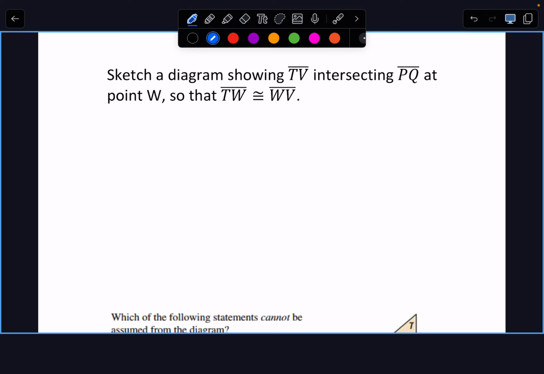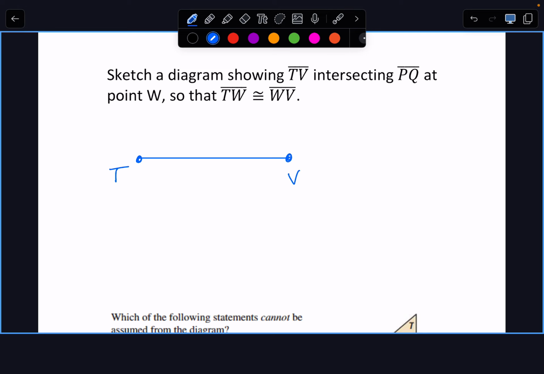So first of all, we have two line segments intersecting. Does it say anything about the angle at which they're intersecting? It says nothing about perpendicular, so we don't have to worry about that. But we know their intersection point, and we know that TW and WV need to be congruent. So I'm going to draw a line segment, and I'm going to name it TV. Then we're going to draw a line segment PQ.